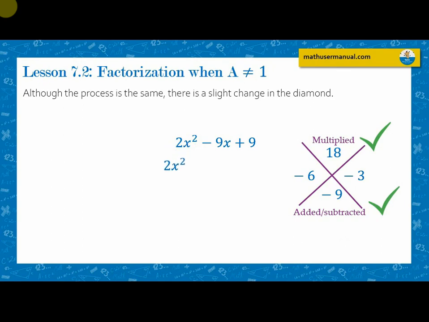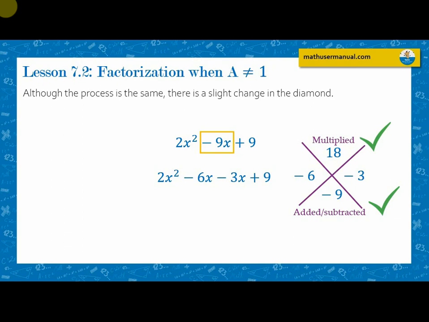The 2x squared remains as it is, and the 9 also remains as it is. The one that changes is the middle term, the negative 9x. We're going to rebuild that term using the numbers we found on the diamond, starting with the negative 6. And yes, one more time, you could have started with the negative 3. You'll still get the correct answer. So we place the negative 6 in the middle, but it's not just negative 6. We also have to include the x. Then we move on to the negative 3. We place it in the middle. And don't forget, you have to put the x.